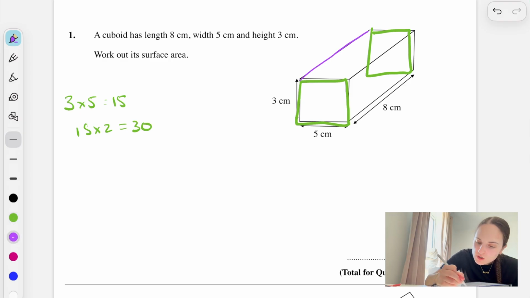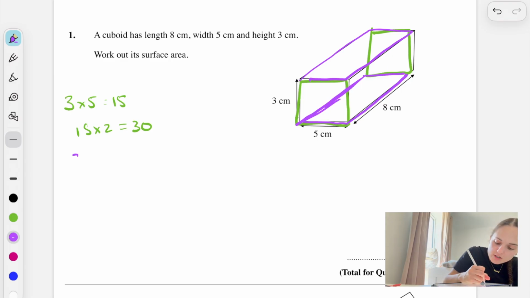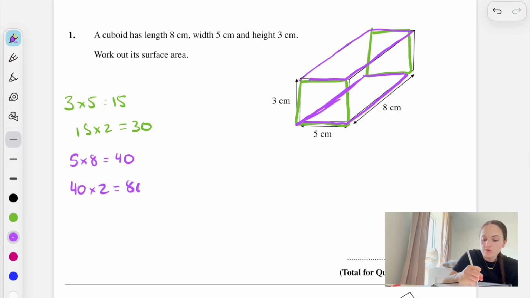I've also got these 2 rectangles on the top and on the bottom. So the dimensions of these rectangles are going to be 5 by 8. So to work out the area, I'm going to do 5 times 8. And again, because there's 2 of them, I'm going to do 5 times 8 and then I'm going to times that by 2. So 40 times by 2 is going to be 80. So that's the area of both of those.